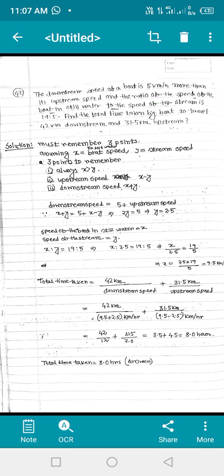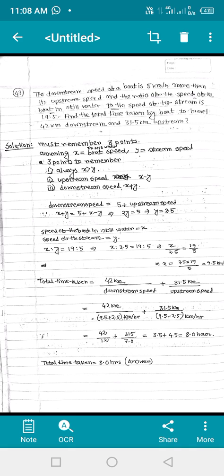Downstream speed equals 5 plus upstream speed. Therefore x plus y equals 5 plus x minus y. Therefore 2y equals 5, y equals 2.5. So the stream speed is 2.5 km per hour.